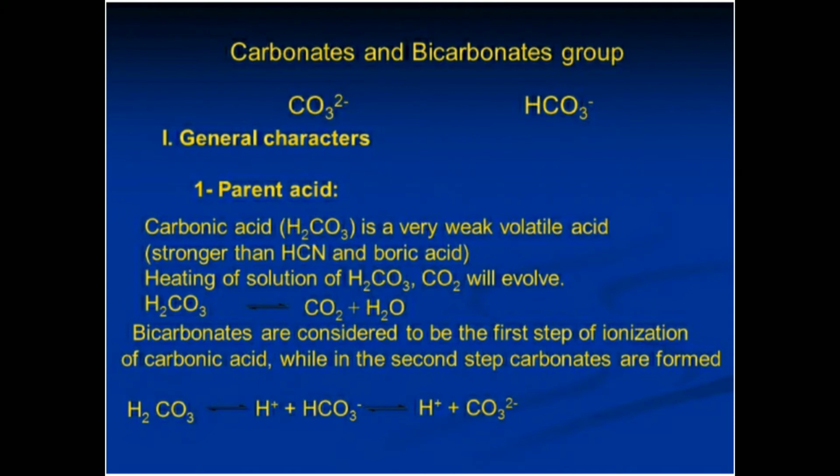Carbonates and bicarbonate group: CO3 2-, HCO3-. General character. First, parent acid. Carbonic acid H2CO3 is a very weak volatile acid, weaker than HCl and boric acid. Heating of a solution of H2CO3 will evolve CO2: H2CO3 ⇌ CO2 + H2O. Bicarbonates are considered to be the first step of ionization of carbonic acid, while in the second step carbonates are formed.